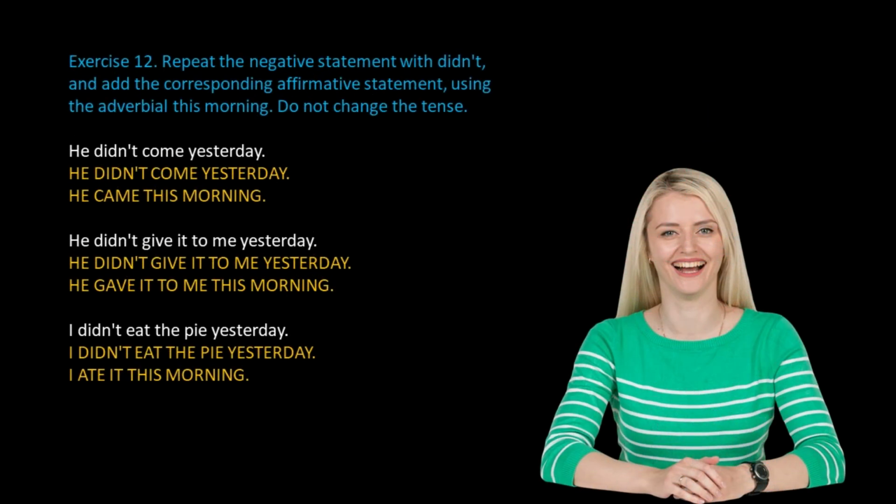Exercise 12. Repeat the negative statement with didn't, and add the corresponding affirmative statement, using the adverbial this morning. Do not change the tense. For example, he didn't come yesterday. He didn't come yesterday. He came this morning.